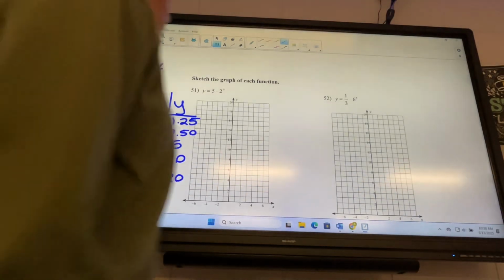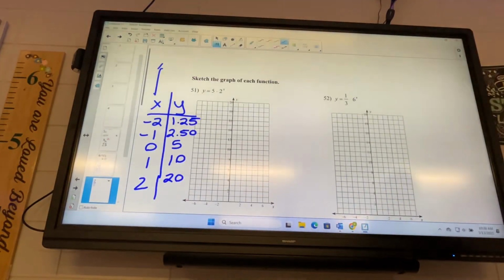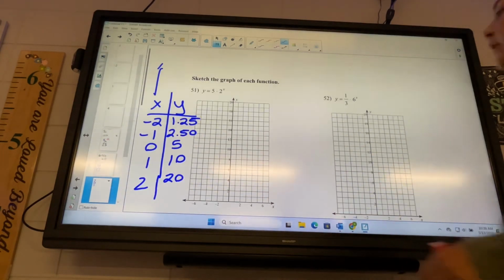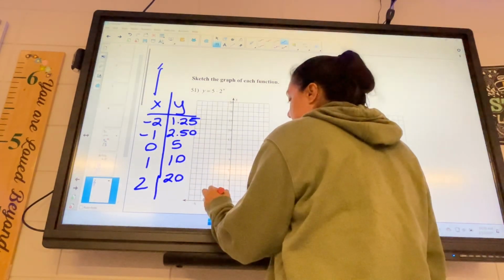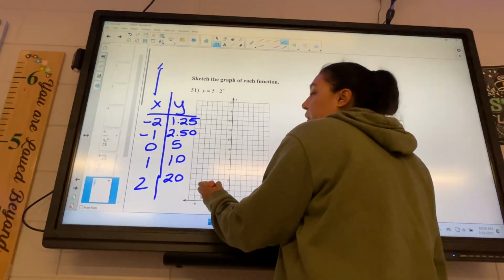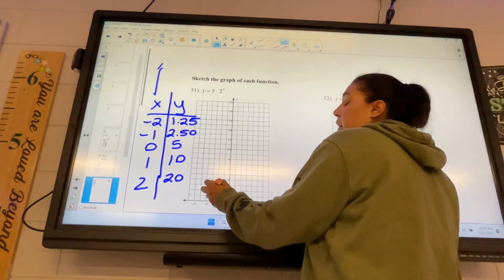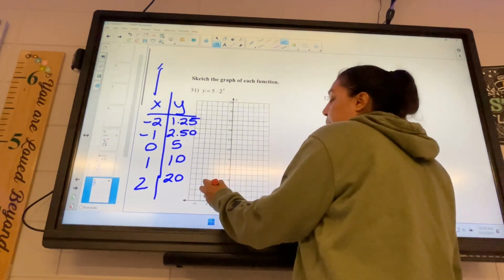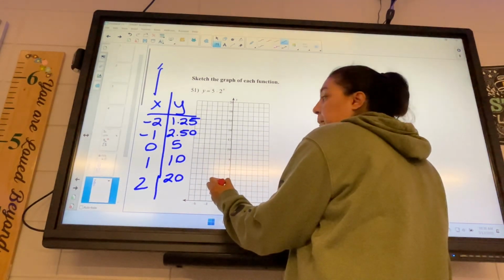Okay, so you're gonna go to the -2 line and go up to what? To $1.25. So -2 and then $1.25. Then you're gonna go take your pencil and go over 1 to the left or right? To the right, and that puts us on the -1 line. And then you're gonna go up to what?